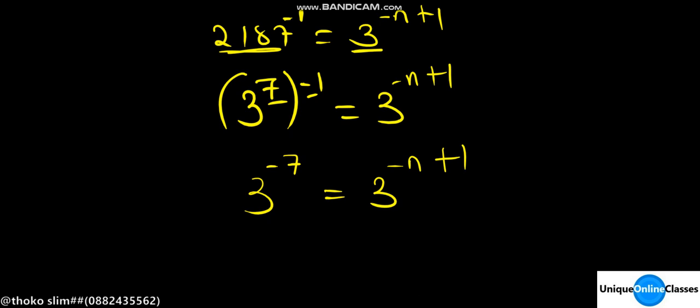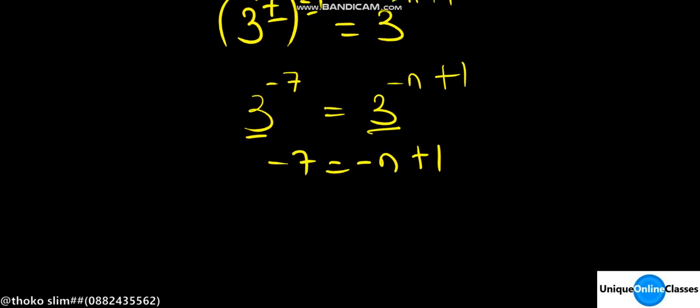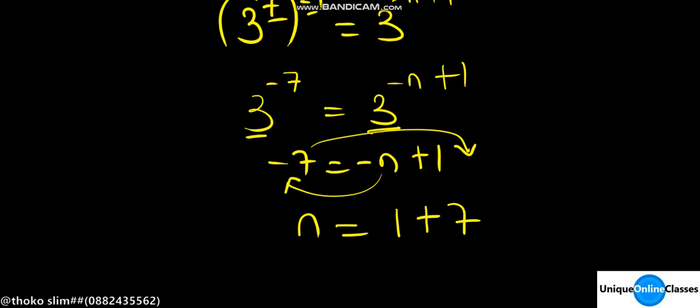Now the bases are the same, so we just equate the powers. So we have negative 7 is equal to minus n plus 1. To make n positive, we move it to this side, and the 7 goes to that side, so we get 1 plus 7. So n is equal to 8. So we are done, that is the answer.